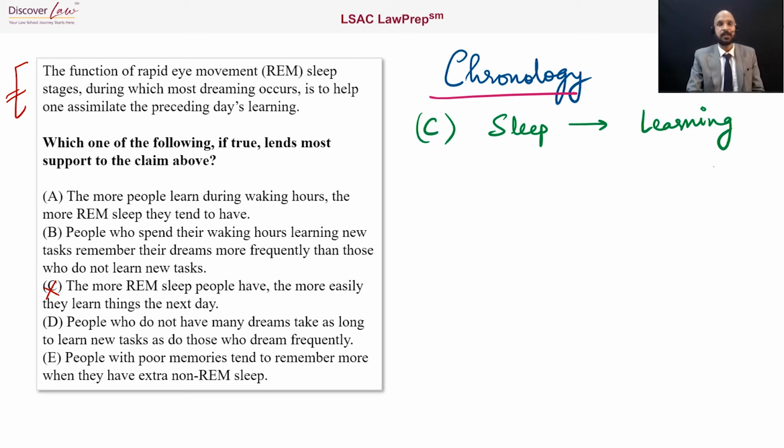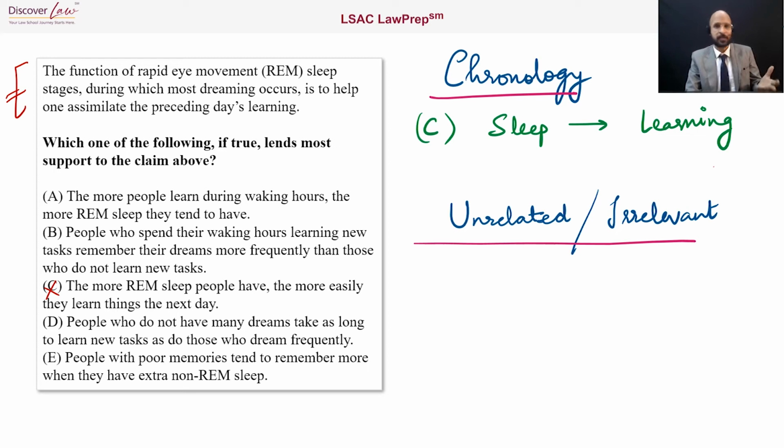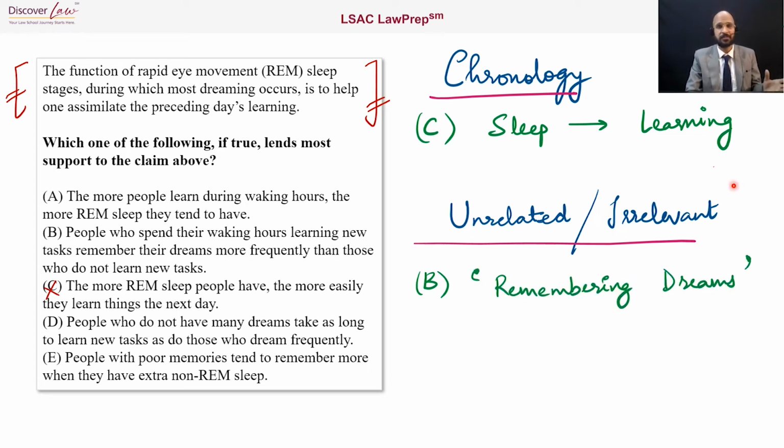Moving ahead, you will find an option or two here that are kind of unrelated to the claim that is made here. They're kind of irrelevant, so you will not find them really supporting. Have a look at B, okay? It says people who spend their waking hours learning new tasks remember their dreams more frequently than those who do not learn new tasks. Now, when you see this thing talking about remembering dreams and new tasks, it's bringing something that's kind of unrelated and irrelevant.